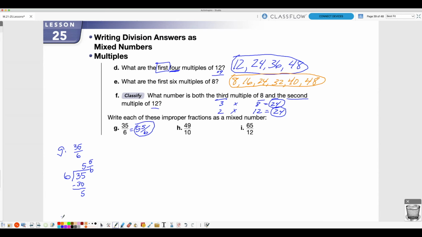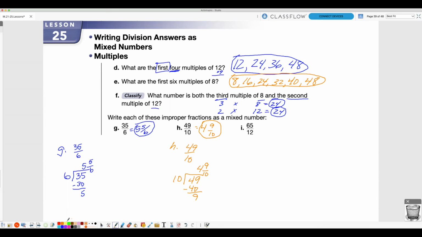Okay, go ahead and do letter H. This would be 49/10. And that's the same as 49 divided by 10. 10 will go into 49 4 times. 4 times 10 is 40. Subtract that, this would be 9. 9 would be the numerator. 10 would be the denominator. So this would be the same as 4 and 9/10 as the mixed number.